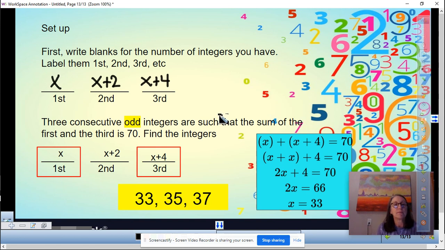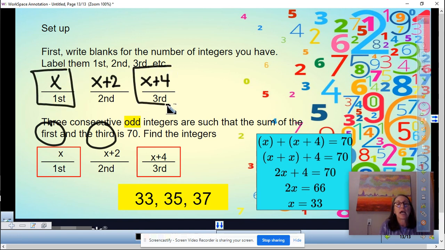And then I go and read the problem, and it says I want 3 consecutive odd integers such that the sum of the first one and the third one. So guess what? I only need this one and that one. But sometimes if you don't write them out, and I mean pick up your pencil, write these down. Do not try to do consecutive integer problems in your head. You will crash and burn in the deserts of Arizona. So don't do that. So this is my first one. This is my third one. I add them to get 70.